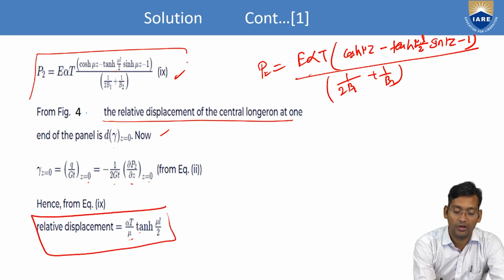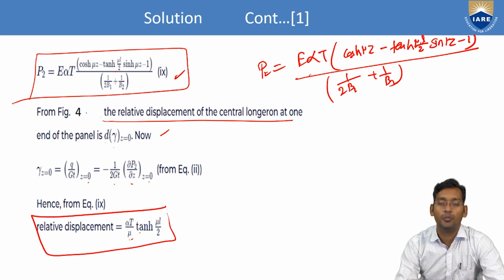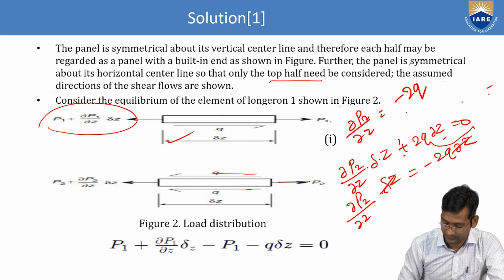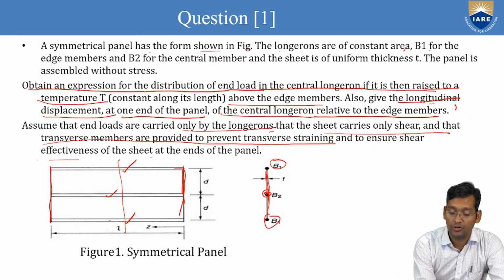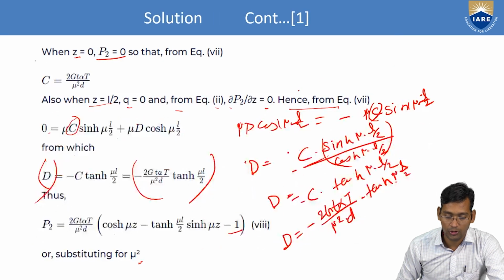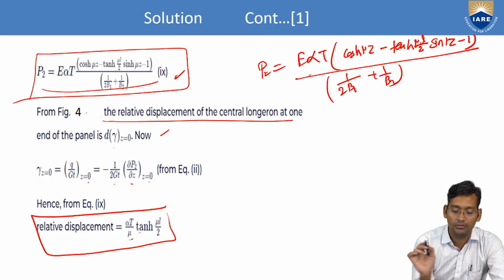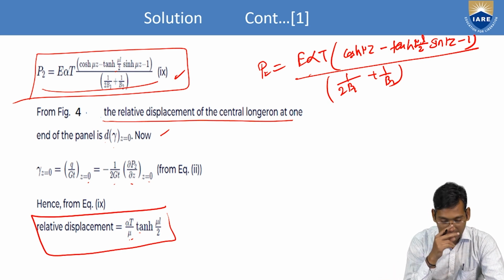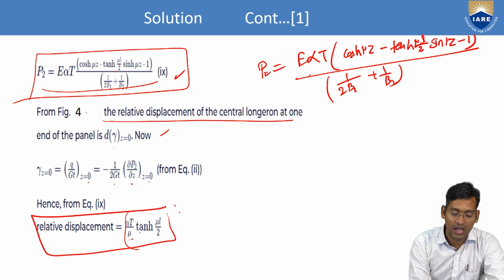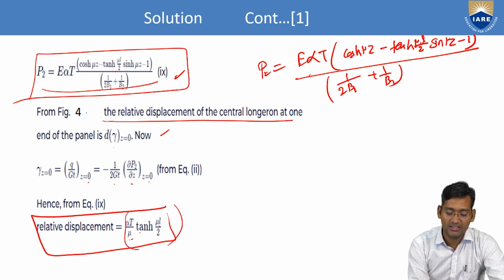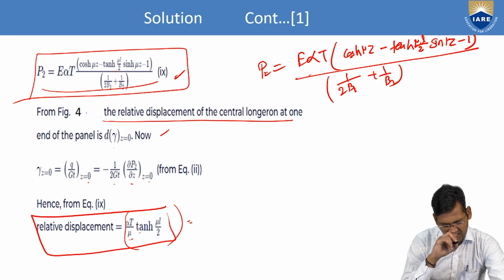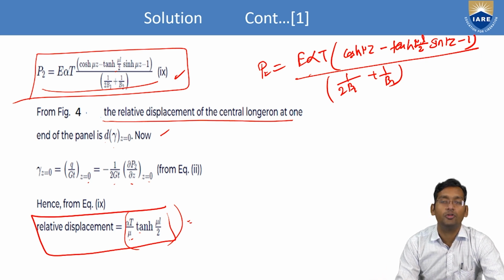So this is the final result. According to the question, the first part required is the expression for distribution of end load. So the distribution of end load is here, and next is the longitudinal displacement, or you can say the relative displacement. So the relative displacement equals alpha t by mu into tanh mu L by 2. So this will be the final equation of relative displacement, or the longitudinal displacement. Relative and longitudinal are both the same.